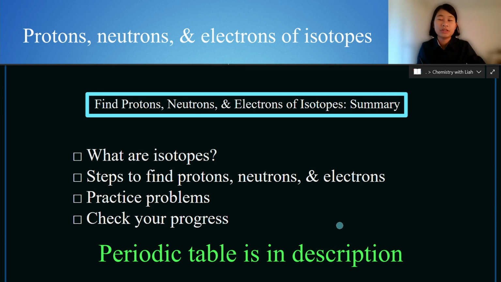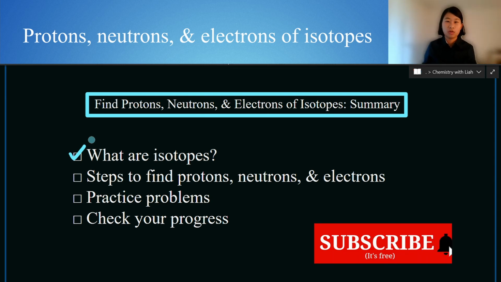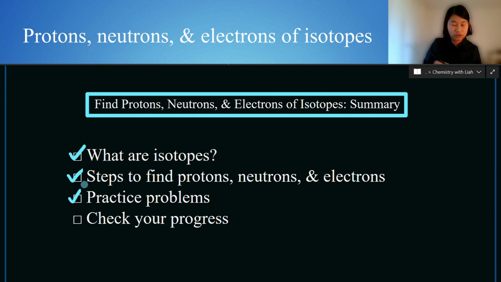Hello, today I'm going to be talking about isotopes and how to find protons, neutrons, and electrons. Now, in a few seconds, here's a summary. First we're going to go over what isotopes are, then we're going to go over the steps that you can take to find the protons, neutrons, and electrons, and then I'll do some practice problems, and then I'll give you some problems to check your progress on this topic.